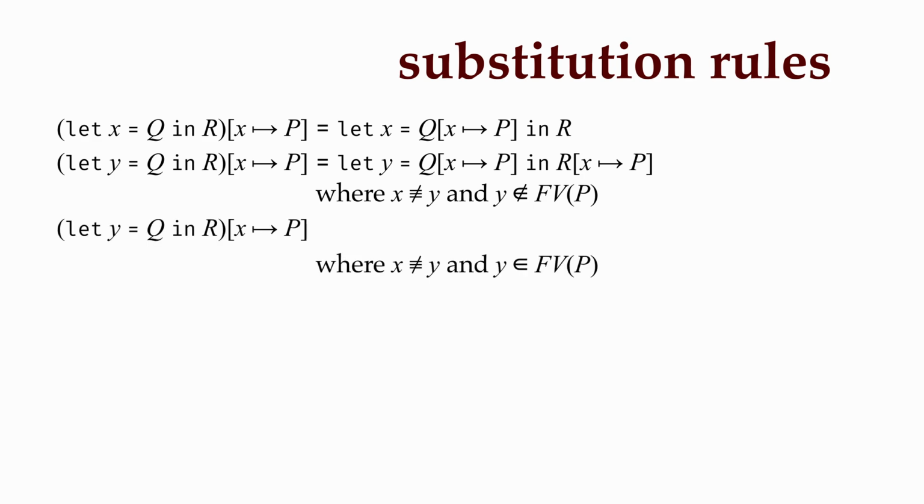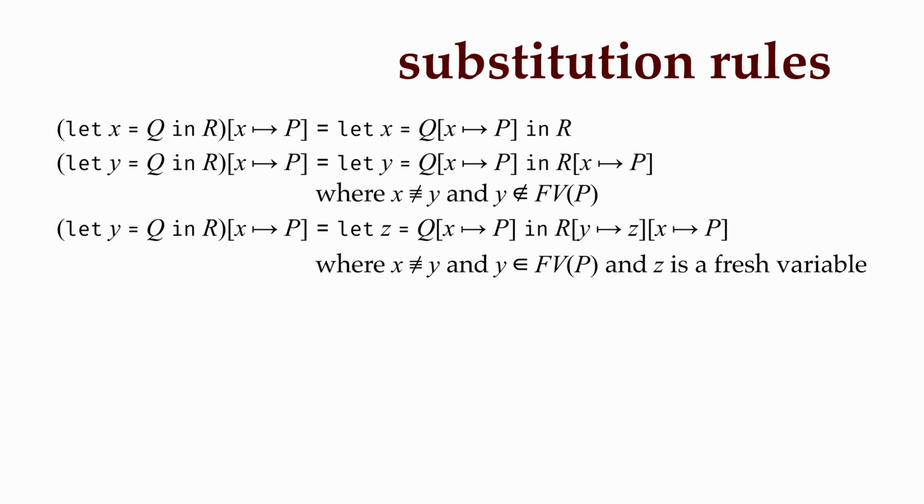If y does appear in the free variables of P, then we need a fresh variable z. We'll convert the let expression to be a let expression with z, and in the body of the expression, we'll convert any of the y's to z's first before we perform the substitution of x with P. The same thing we just did, now just stated as a more general rule.